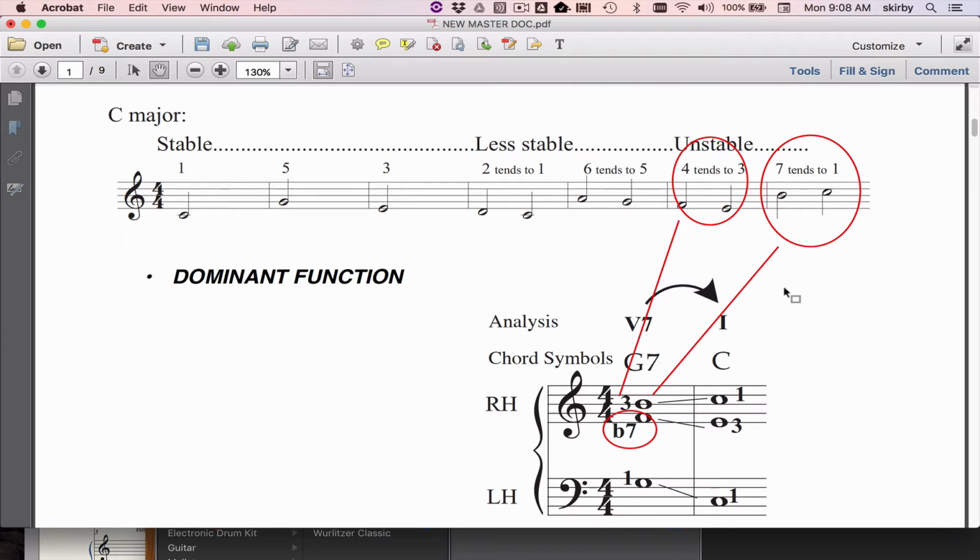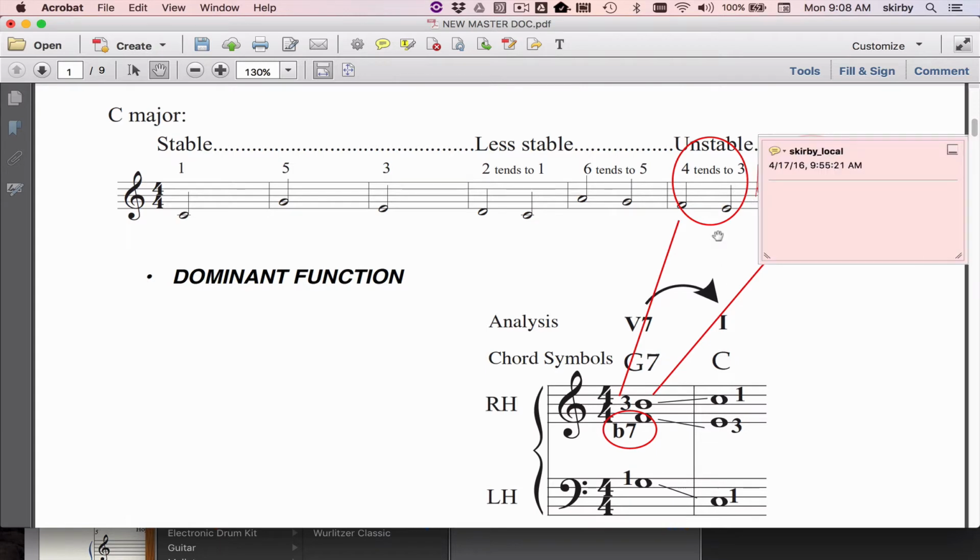The note that really gives its pull upward. So 7 really wants to go up to 1. 4 really wants to fall down to 3. So you can remember 4 as fa of the key. Do, re, mi, fa. Fa is the first 2 letters of the word fall. 4 wants to fall down to 3.